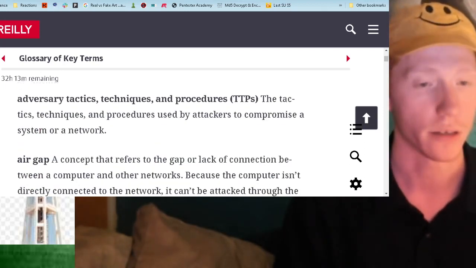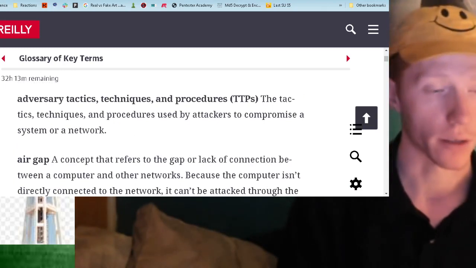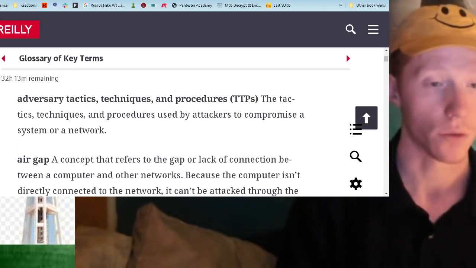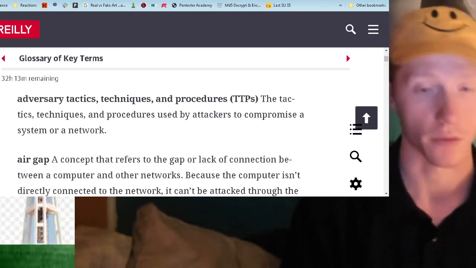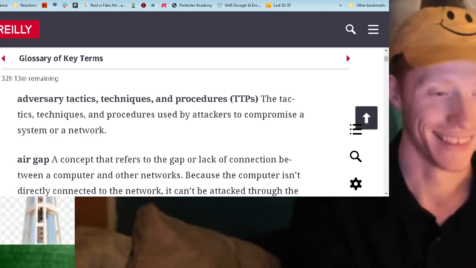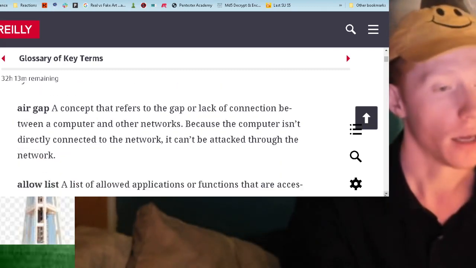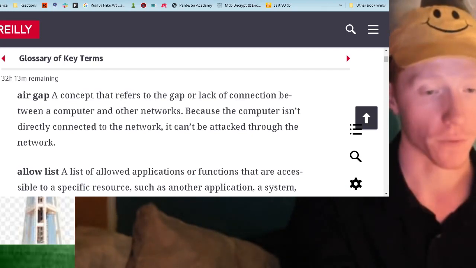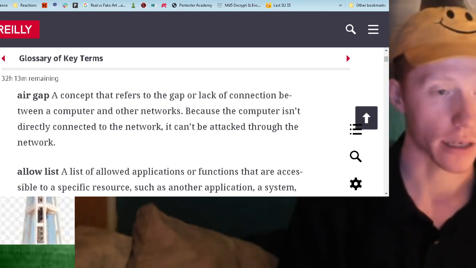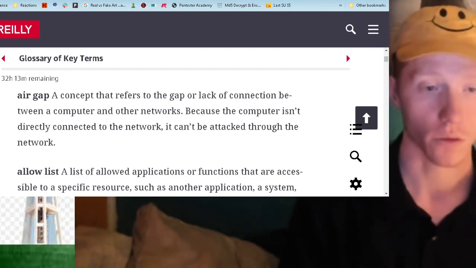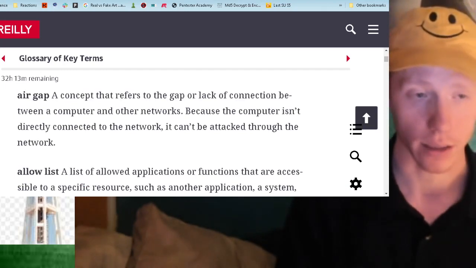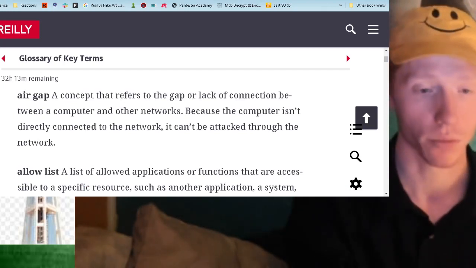Adversary tactics, techniques, and procedures are the tactics, techniques, and procedures used by attackers to compromise a system or network. And that's pretty straightforward. An air gap is a concept that refers to the gap or lack of connection between a computer and other networks. Because the computer isn't directly connected to the network, it can't be attacked through the network.